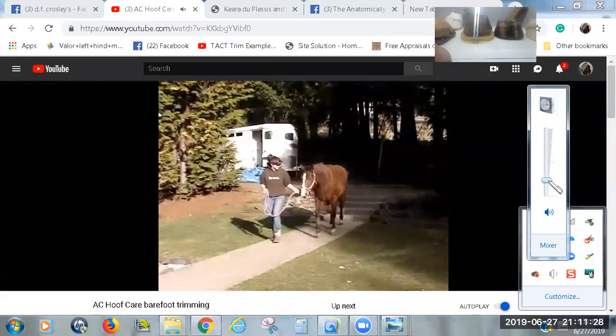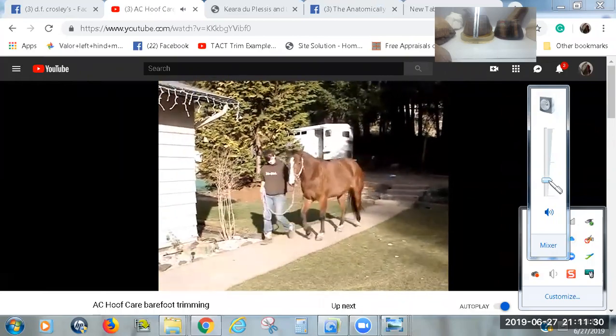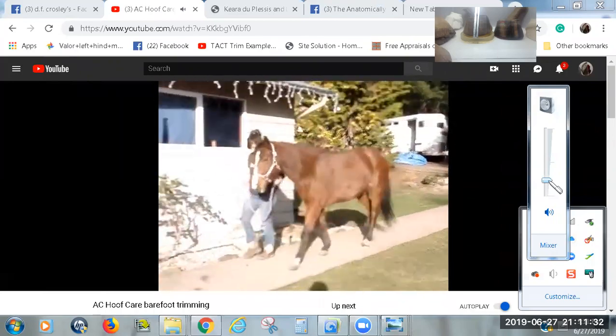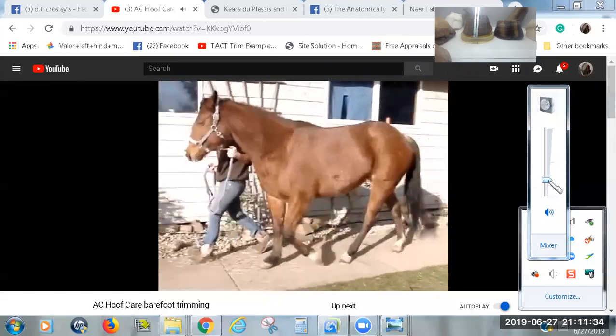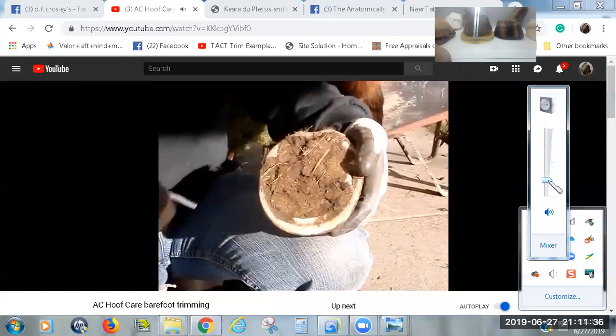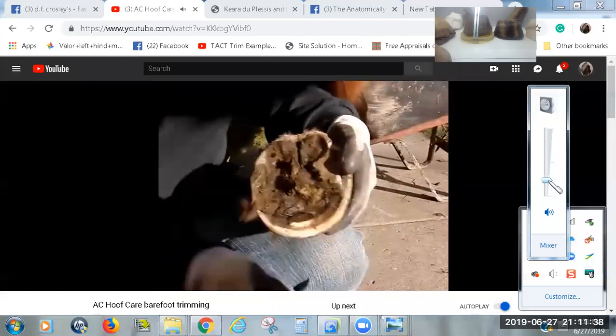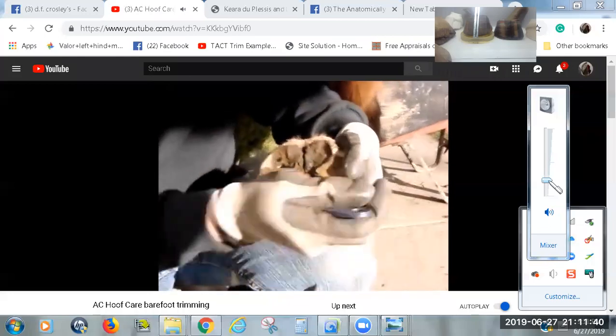Okay, what I'm looking for is I'm watching them walk, for any limps, any unsoundnesses, if they're toed in or toed out. Okay, I start by picking out this foot and see what we have.